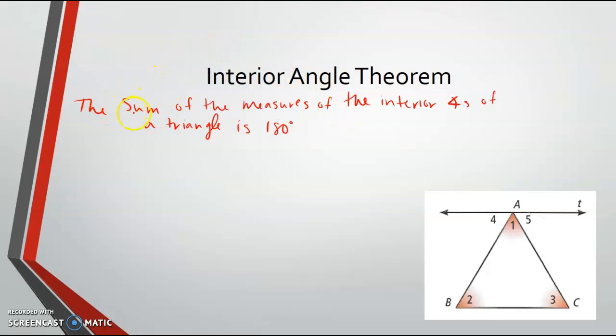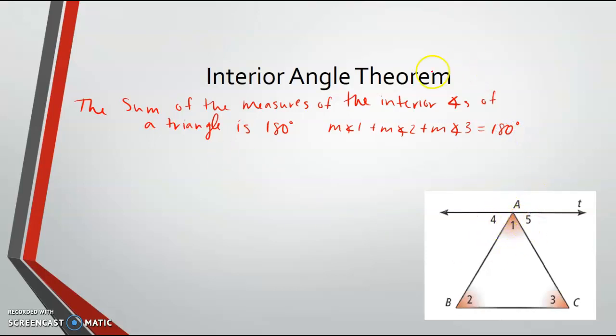Sum means addition. Measures of the interior angles, so those are the angles on the inside, so 1, 2, and 3, equals 180 degrees. So basically what that means is the measure of angle 1 plus the measure of angle 2 plus the measure of angle 3 will equal 180 degrees. That's our basic setup.